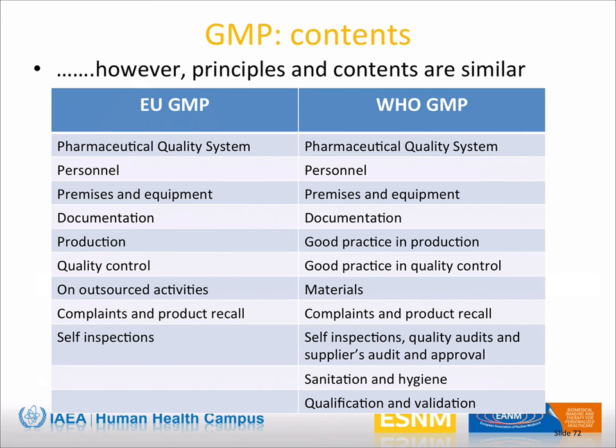As said before, GMP is a system of principles and rules created with the aim to protect the patient, and their contents are very similar, as you may see here from the comparison between European Union and World Health Organization GMP. Moreover, they cover really most of the topics included in the preparation of a radiopharmaceutical, with personnel, premises and equipment, documentation, production, quality control, complaints and product recall, self-inspection.